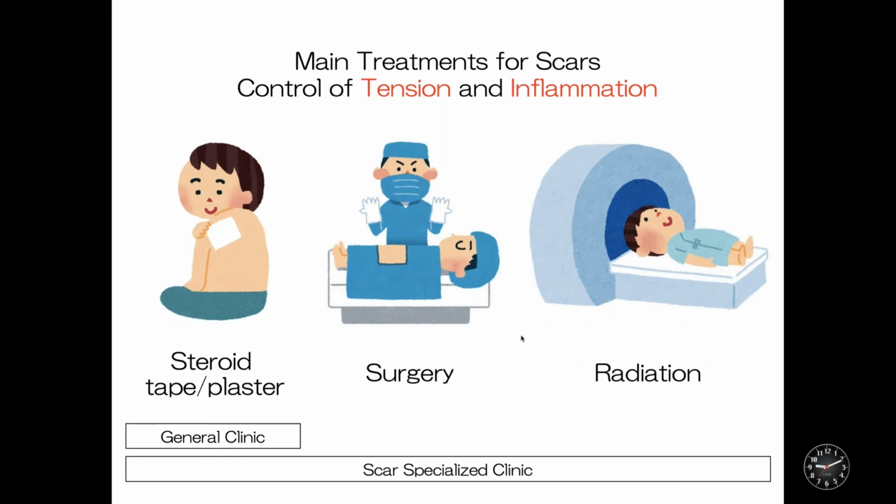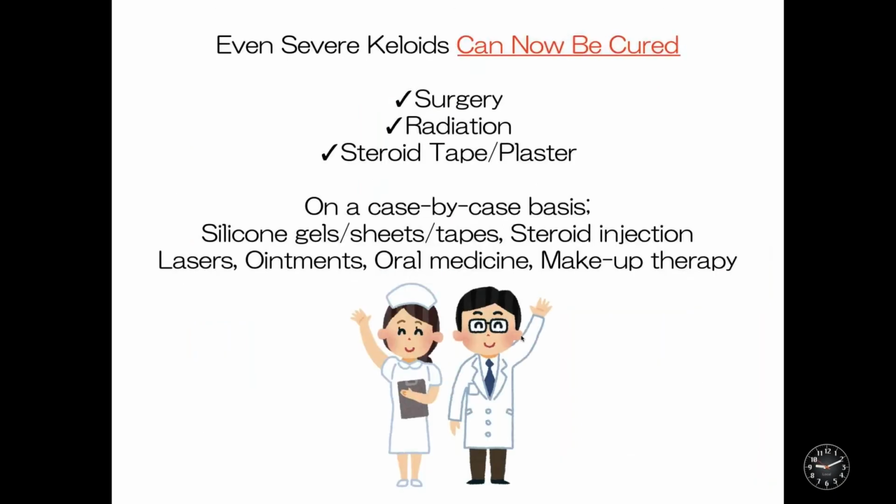So now in Japan, the main treatment for scars is control of tension and inflammation. So the primary choice is steroid tape and plaster. If it doesn't work, surgery and radiotherapy are the second choice. So we should know even severe keloids can now be cured completely, mainly using surgery, radiation, and steroid tape plaster. And on a case-by-case basis, silicone gel sheets, tape, steroid injection, lasers, ointment, and makeup therapy are selected.